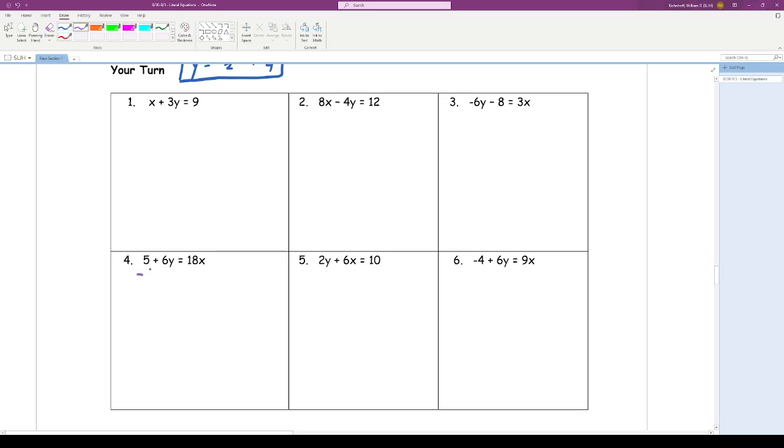We're going to take away 5, bring it over to the other side, and rewrite 6y equals 18x minus 5. Now, since there's a coefficient in front of y, we need to divide every term by 6. We cancel out this 6, and we can simplify this 18 over 6 down to 3. So we have y equals 18 over 6 is 3, so we have 3x minus 5 over 6 we can't simplify, so we just rewrite it again as 5 over 6.